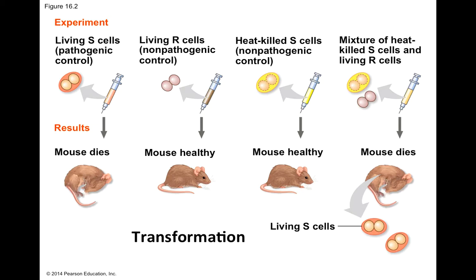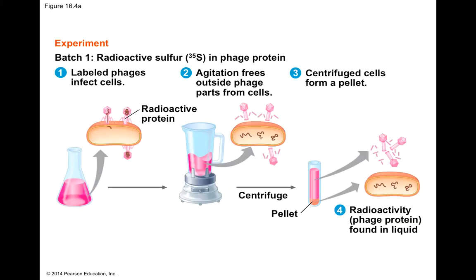This work was continued by Avery, McCarty, and McLeod in the 1940s, and the transforming substance was found to be DNA. However, many other scientists still had their doubts. The next round of experiments were done in 1952 by Hershey and Chase using bacteriophages, or just phages. These are viruses that infect bacteria.